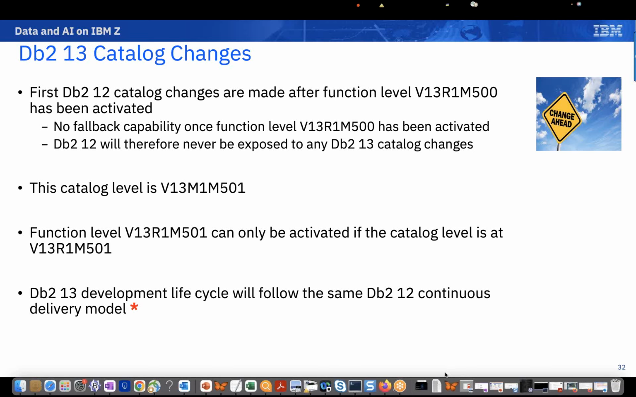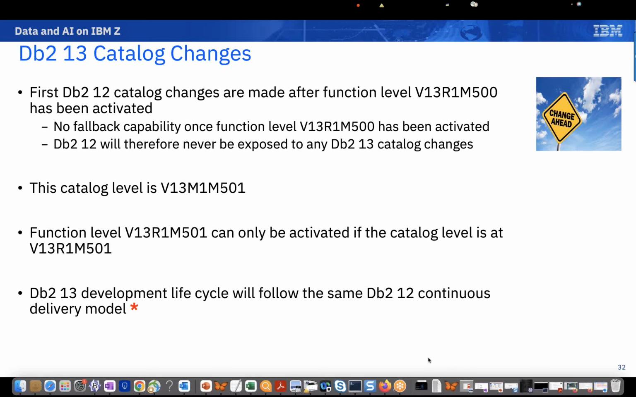So since the catalog changes can only be made after function level 500, this is how version 12 would never be exposed to any of those changes. That first catalog level is V13 R1 M501. There's another one, Anthony. Oh, geez. V13 R1 M501, and you make that from 500. Once your catalog level is V13 R1 M501, then and only then can you activate function level V13 R1 M501.